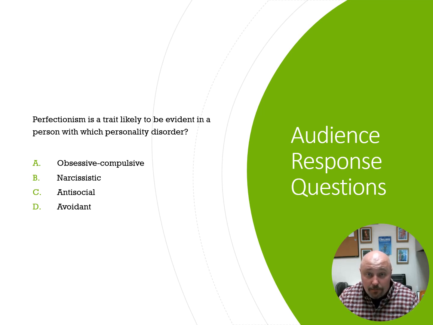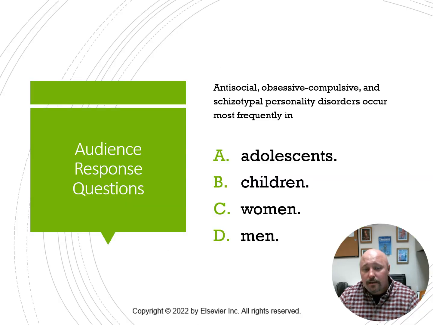Persons with obsessive compulsive personality disorder try to control the environment through perfectionism and orderliness. Next, antisocial, obsessive compulsive, and schizotypal personality disorders occur most frequently in A, adolescents, B, children, C, women, or D, men. And the answer here is going to be D, men. The prevalence rates for antisocial, obsessive compulsive, and schizotypal personality disorders are highest in men.